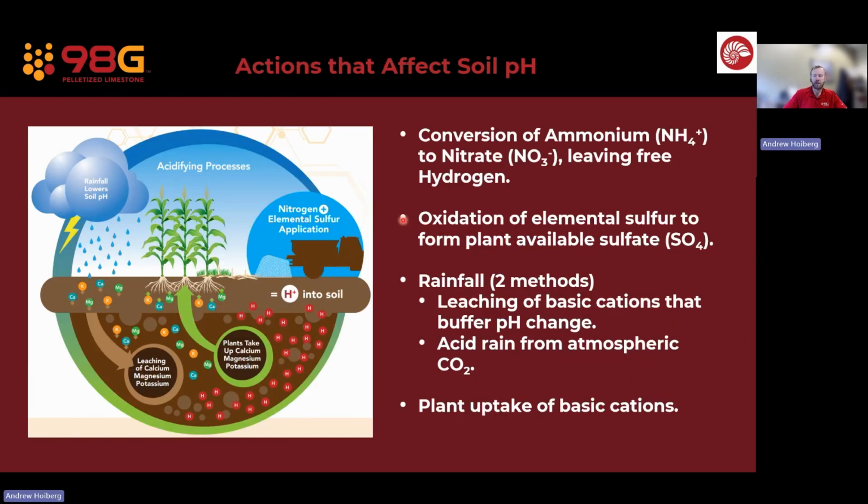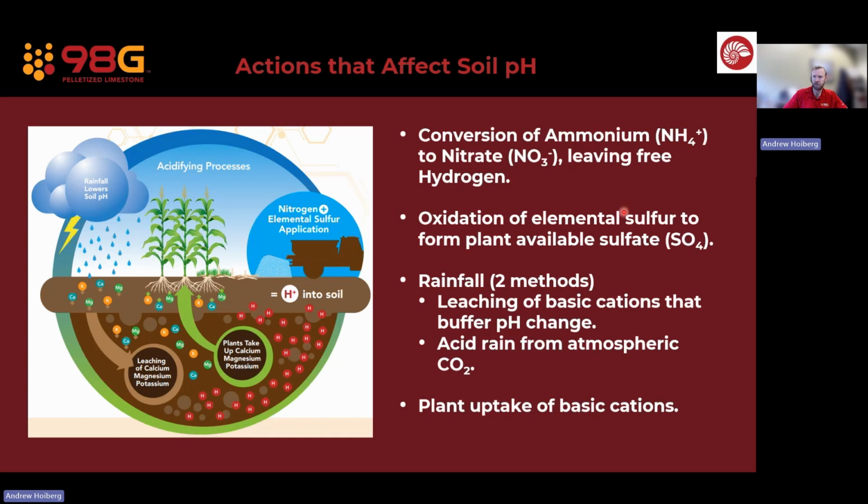There are other things besides fertilizer application that can affect soil pH, but in terms of the magnitude in which these things affect soil pH, these are not even close to what nitrogen application does. But they should be mentioned because they're important as a whole, nonetheless. So, things like, again, this conversion of ammonium, which we'll focus more on in the next one, we'll highlight that.